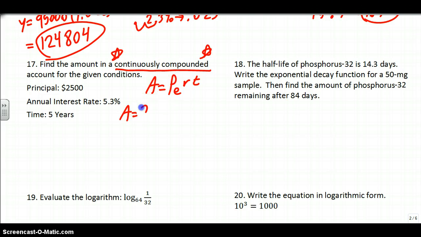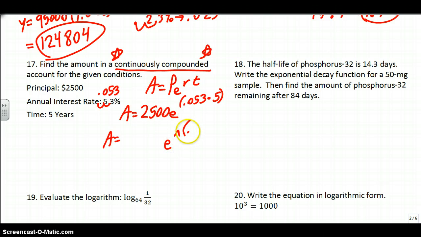So P is your initial amount this time, 2,500. E is a number on your calculator. R is this just as a decimal, so 0.053. You do not add 1 this time. And then times T is 5 years. And then you just kind of plug that in your calculator. I do it in one step as far as the E part. I make sure when I type in E to the, and then it gives me a parenthesis, I put it all in at once, okay? That way you don't have to worry about messing things up as far as the calculator is concerned.